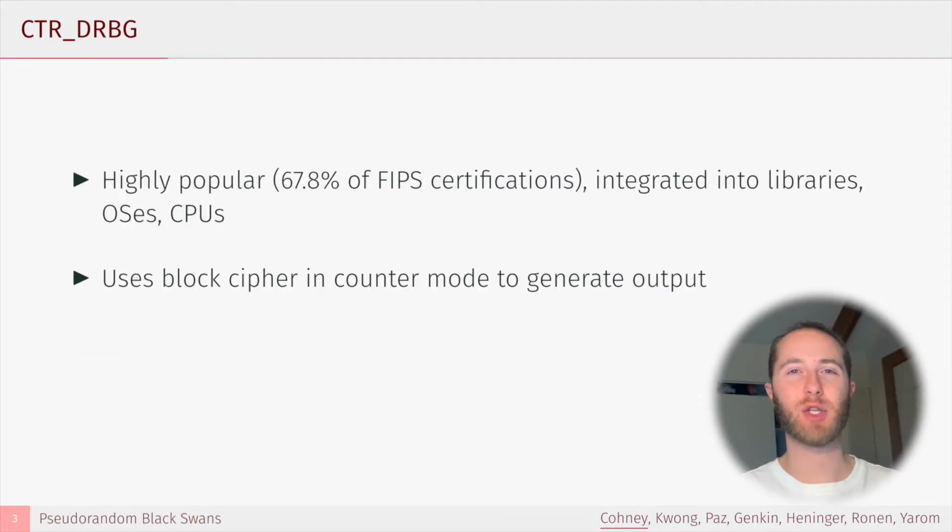Counter-DRBG, the focus of today's talk, is a pseudo-random number generator designed around a block cipher running in counter mode. To give a sense of how widely the design is used, we counted how many different products have FIPS documentation specifying use of the design. These documents, part of a NIST certification program, provide assurance that a product or module meets the dictates of FIPS, the Federal Information Processing Standards. We found that over 67% of certified implementations use counter-DRBG. Such products included major cryptographic libraries, operating systems, and even CPUs, which embedded the design into hardware.